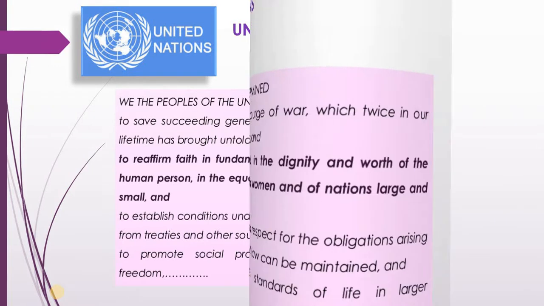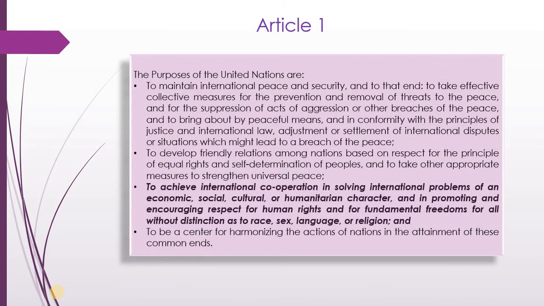The next provision is Article 1, Paragraph 3, which states that one of the purposes of the United Nations is to achieve international cooperation in solving international problems of an economic, social, cultural, or humanitarian character, and in promoting and encouraging respect for human rights and fundamental freedoms for all without any discrimination or distinction as to race, sex, language, or religion.